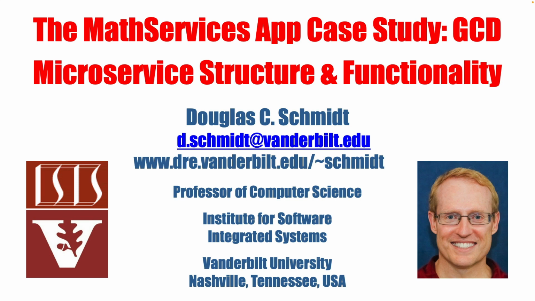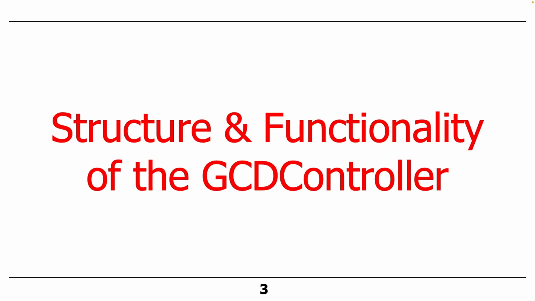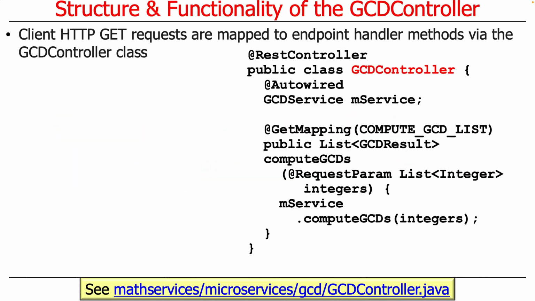So we're now going to talk about the microservice structure and functionality for our MathServices App case study. You'll see that this will demonstrate how we split things up into two different parts now instead of having everything put into one. It's not really that much different. Honestly, we just factor them out a little bit differently, and that's how we're going to apply various concurrency models here. So here's the GCD controller.